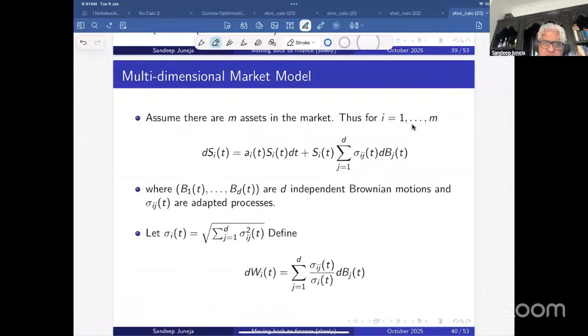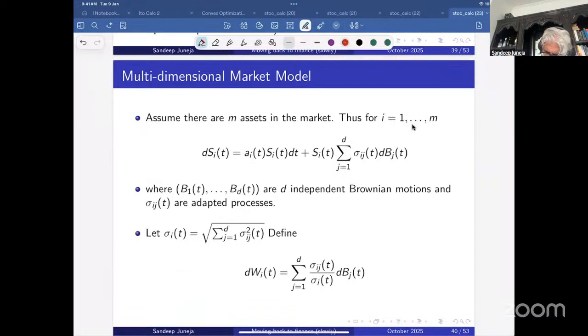So now we are going to construct a multi-dimensional market model. There are M assets, and I'm going to assume that there are D Brownian motions. Each asset i has a drift, which is any adapted process, and it has sensitivity sigma_ij to the jth Brownian motion. But otherwise, sigma_ij(t) is still allowed to be adapted. So sigma is a matrix now. If I collect all the sigma_ij(t), I get a matrix. Is the market model clear? We are allowing all the M assets to be dependent on each other because they are being driven by the same sources of noise. There are D sources of noise.